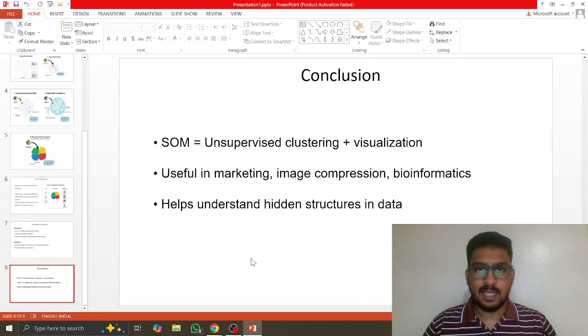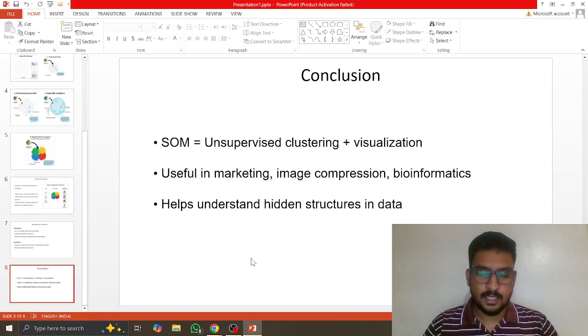And in the last, the conclusion: SOM is unsupervised learning plus visualization. It is helpful for high dimensional data. It will automatically find clusters and similar data points, and it is helpful in marketing, image recognition, and bioinformatics, and for understanding hidden structures in data.